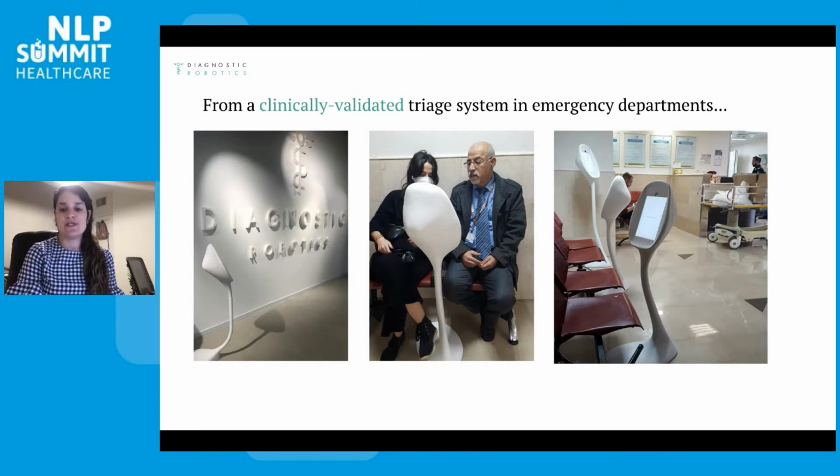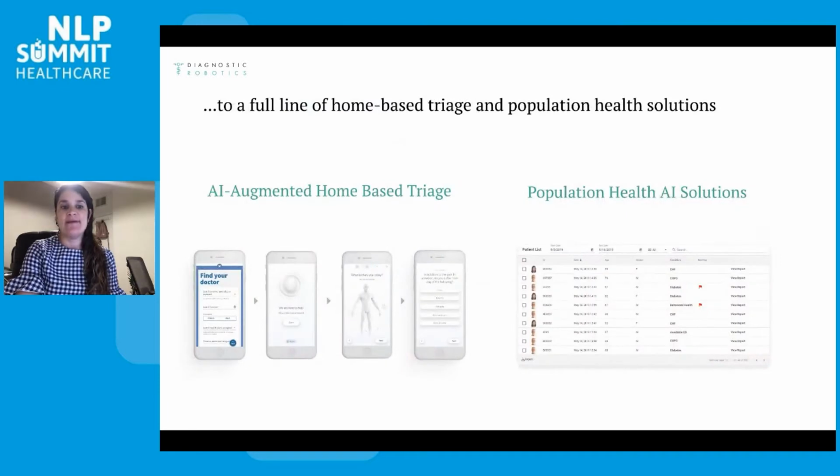So we put our system in the emergency room in Israel, as you can see here in the pictures, and we let the patients in the emergency room fill our patient questionnaires, and then we can use these answers in order to triage, in order to have a triage system and to put all these answers in a medical dashboard to the doctor to make the process faster and more efficient.